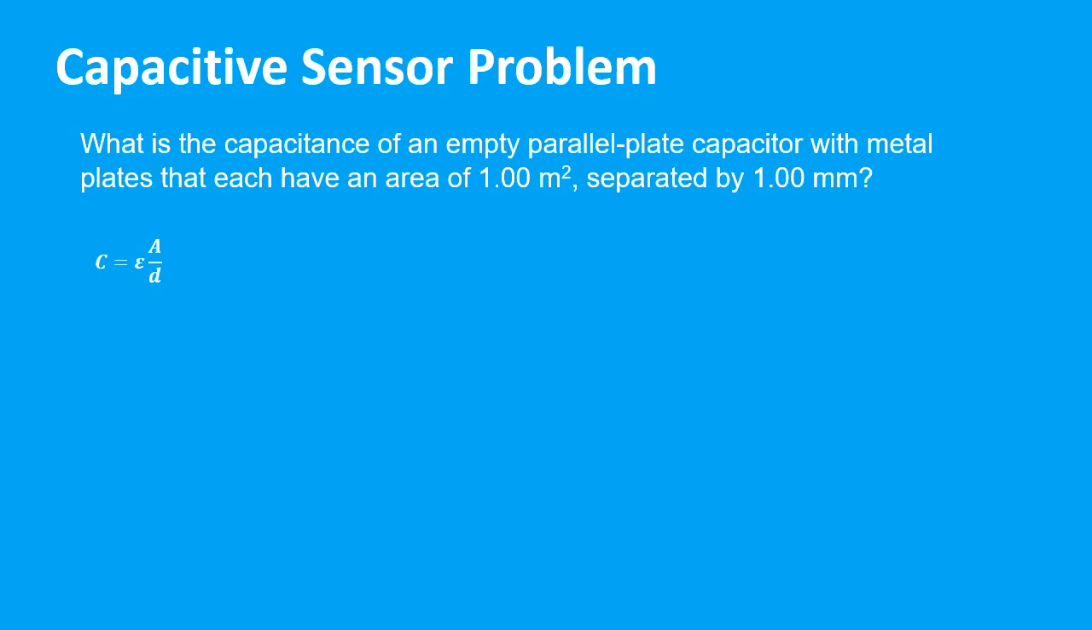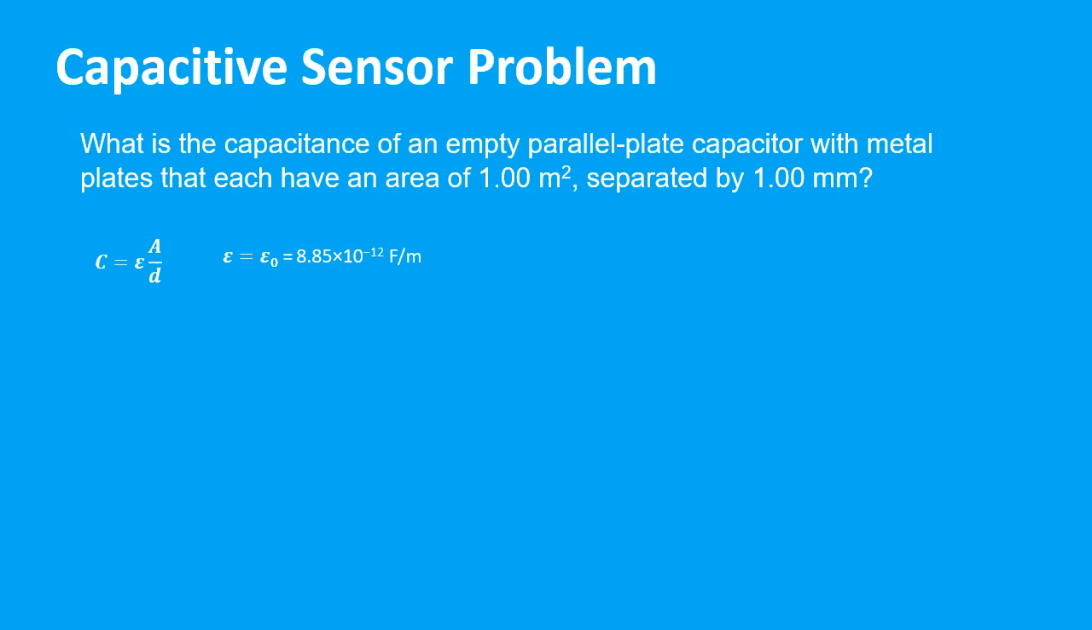It is stated in the problem that the space between the parallel plate capacitors is empty. So we're going to have to use epsilon naught, or the dielectric constant. We have epsilon naught equal to 8.85 times 10 raised to the negative 12, and the unit is farad per meter. This is available in most calculators, and it has the symbol epsilon naught.